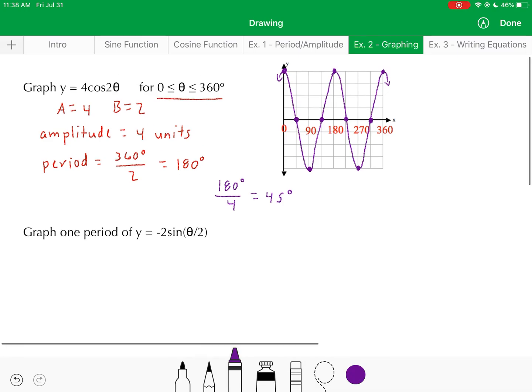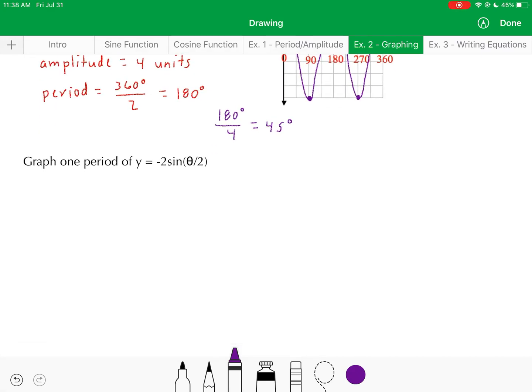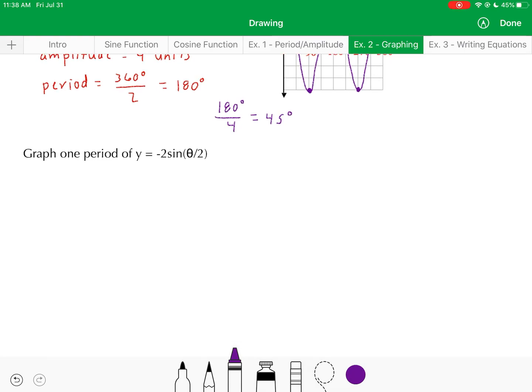Okay? All right, let's do another one here. Graph one period of y equals -2 times sine of theta over 2. Okay? So here, the a value is -2. The b value is 1/2. All right? My amplitude will be the absolute value of -2 then, which of course is 2.